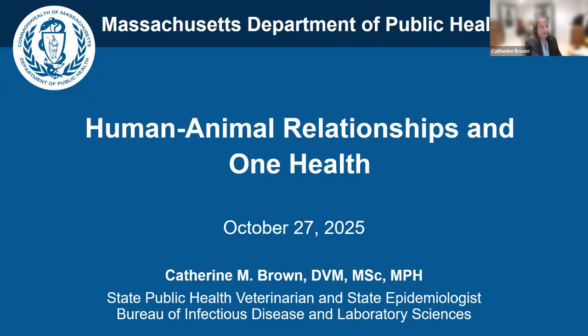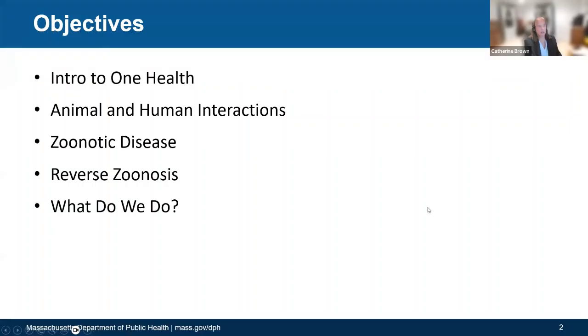I'll give you a quick introduction to One Health. We'll move into talking about some of the animal and human interactions. Then we'll talk about what is my favorite topic ever, which is zoonotic disease, so infectious diseases transmissible between animals and humans. We'll talk about reverse zoonoses, and then we're going to end with what do we do with this information? How can we use it to help us?